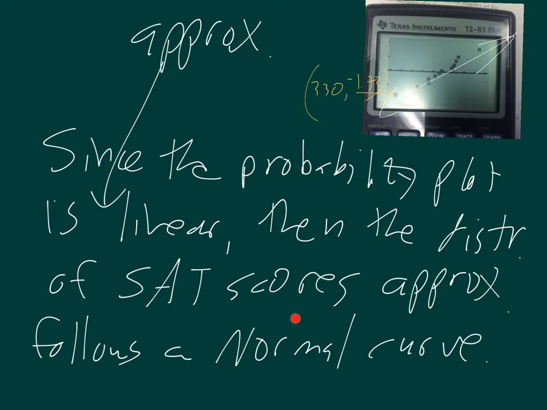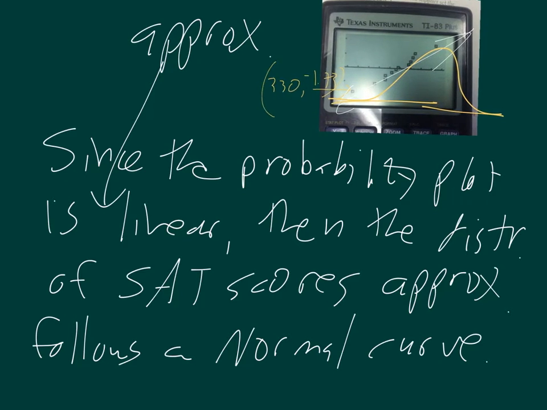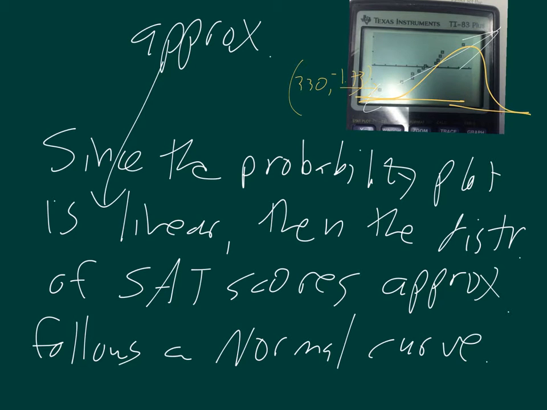Okay? Some mistakes that I see when people interpret these is they'll say, oh, since this graph is normal, well, look at it. It's definitely not normal, because normal would be like this. And you can clearly see that that data does not follow a normal curve. All right? So you can't say since it's normal. All right? Since the normal probability plot is approximately linear, then the distribution of SAT scores is approximately normal, or approximately follows a normal curve.